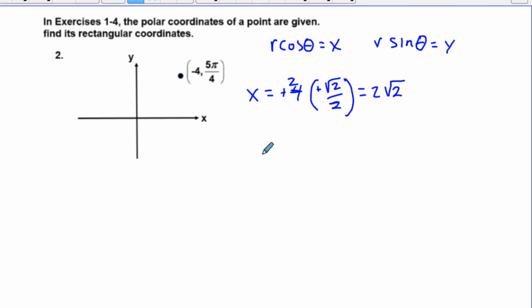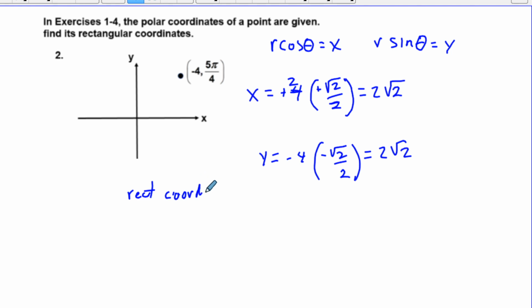And then y equals -4, and the sine of 5 pi over 4 is also going to be negative square root of 2 over 2. So that's going to be also 2 square root of 2. So our rectangular coordinates is going to be this one right here.